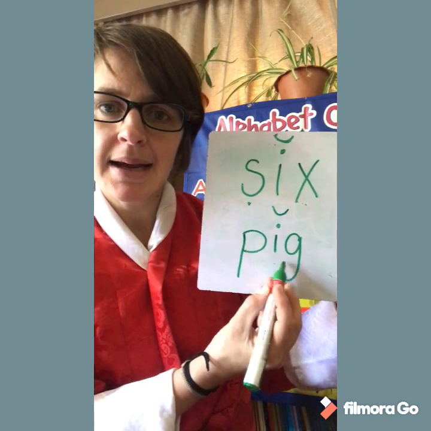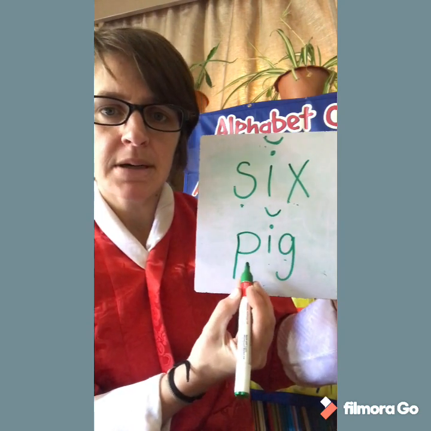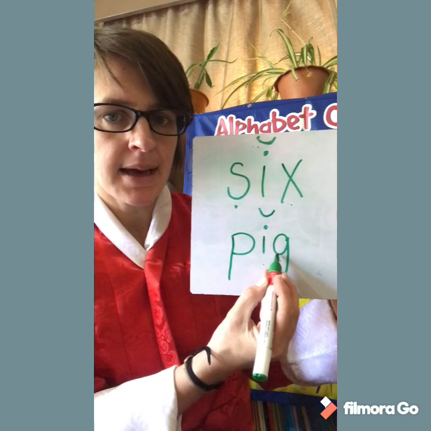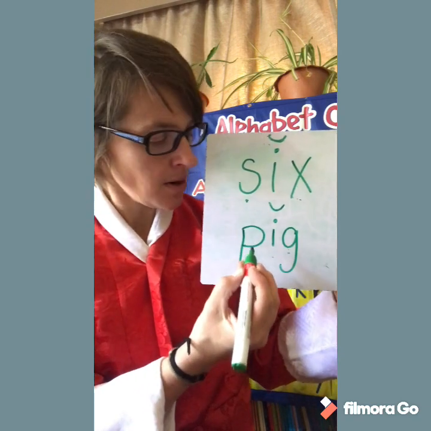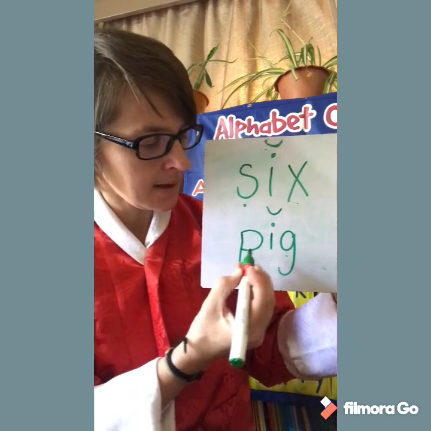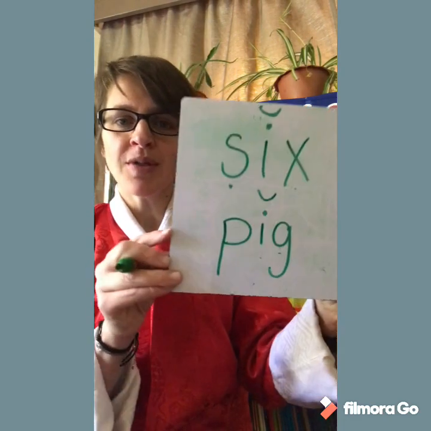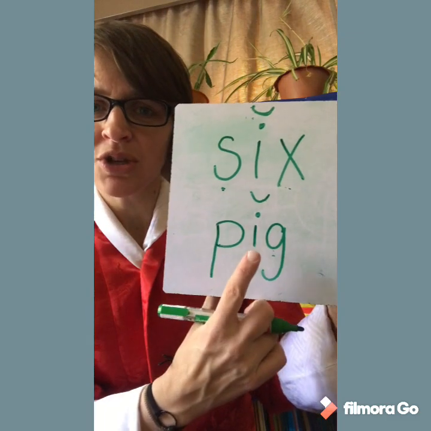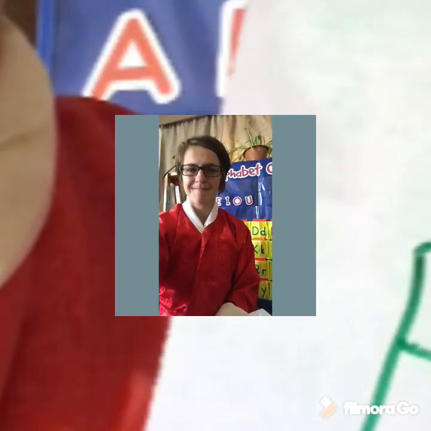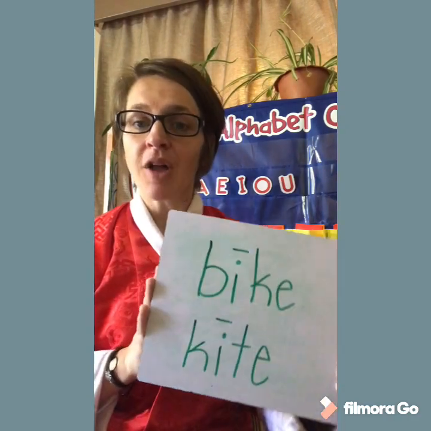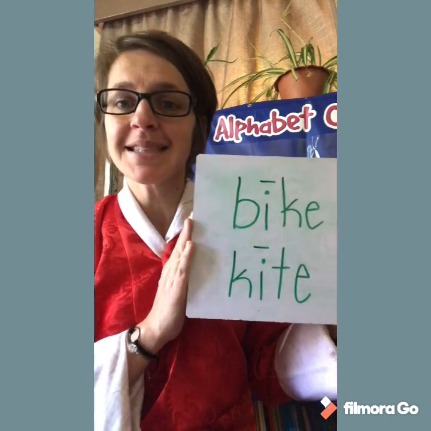P, I, G. P, I, G. Now say it faster. P, I, G. Pig. Pig. So that is how you use the short I sound. Okay, so now let's practice some words with the long I sound, and the long I sound says its name.